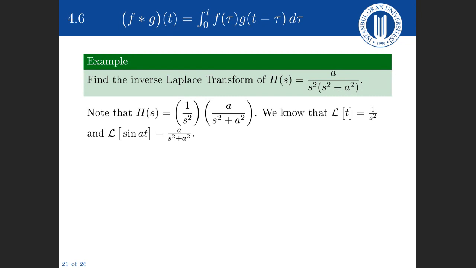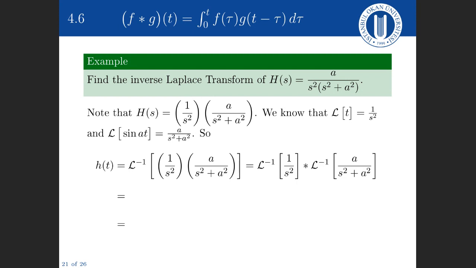We know that the Laplace transform of t is 1 over s squared, and the Laplace transform of sine a t is a over s squared plus a squared. So we can use our convolution theorem to write down that small h must be the inverse Laplace transform of 1 over s squared convoluted with the inverse Laplace transform of a over s squared plus a squared. That's t convoluted with sine a t, or the integral from 0 to t of tau sine a (t minus tau) d tau. If we calculate this integral, we find that we get (a t minus sine a t) over a squared.